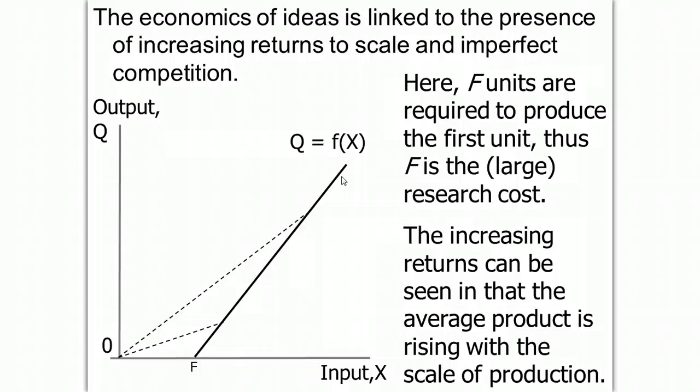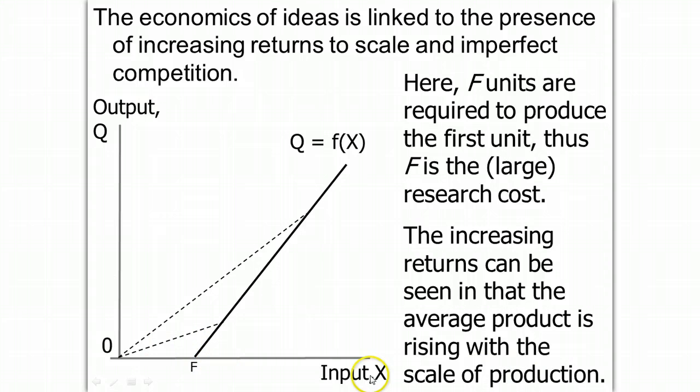Double inputs, you double output. Double inputs again, you double output. It increases at a constant rate. So what does this mean about the economics of ideas and increase in returns to scale? So F units are required to produce the first unit. So thus F is the large research cost as fixed. The increase in returns to scale can be seen that average product is rising with the scale of production.